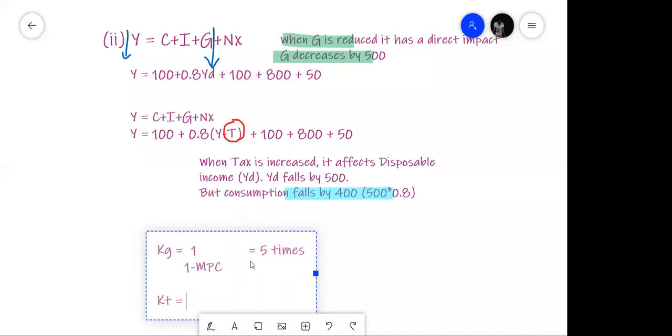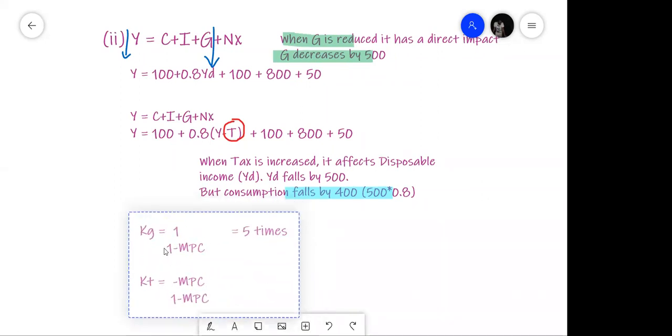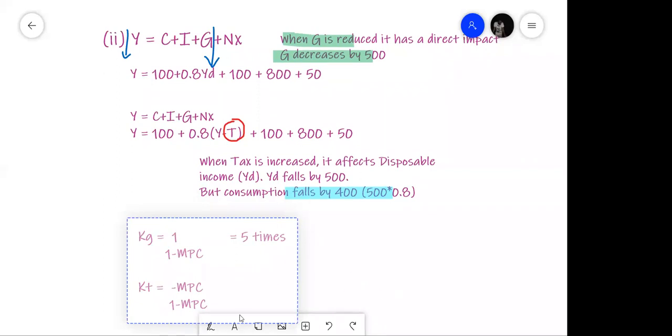Okay, how much is our KT? KT is minus MPC over 1 minus MPC. So how much do we get there?